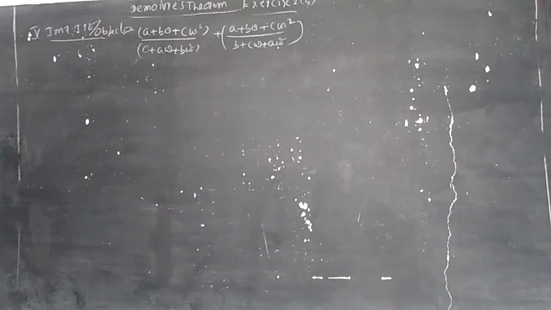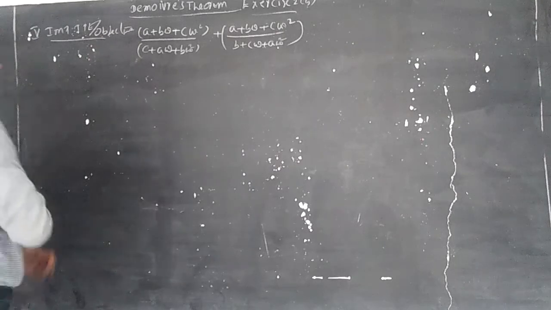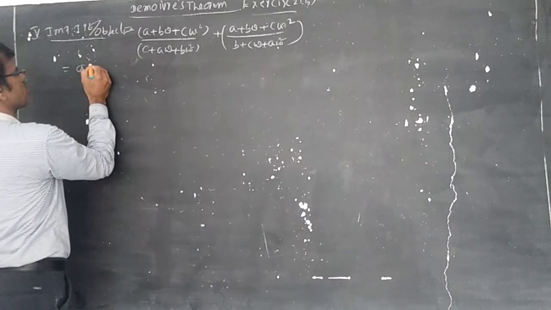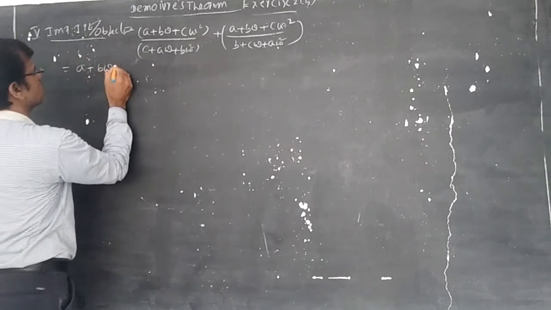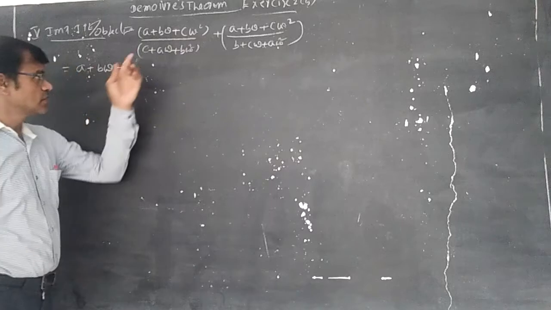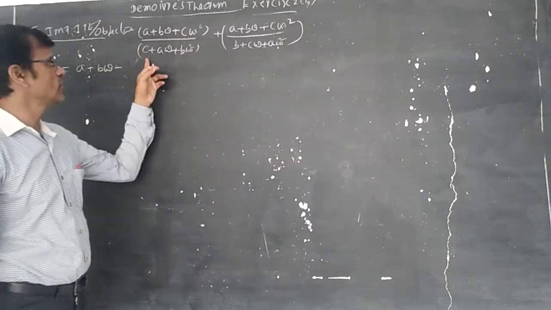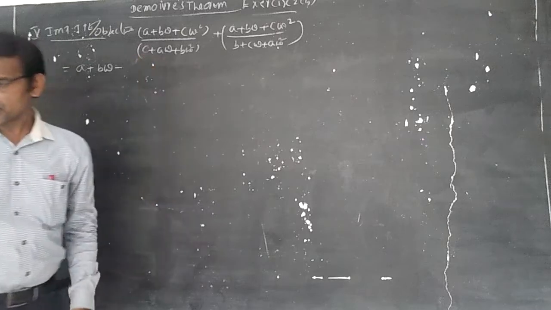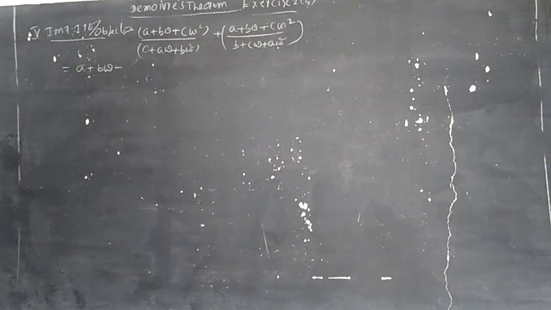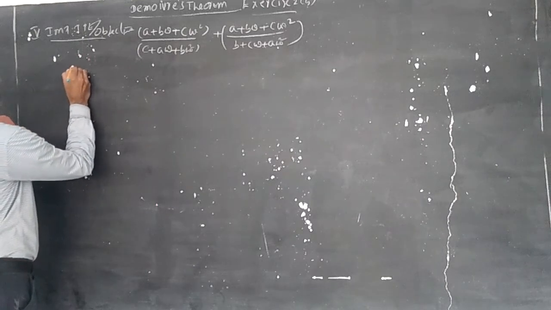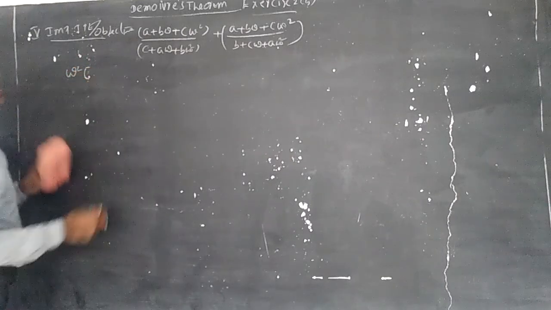Now, depending upon the denominator, you can calculate the value. So, what is the denominator? Try to understand the relation between numerator and denominator. In numerator, A plus B omega plus C omega square is there. In denominator, only C is there. So, better to take omega square common in numerator.